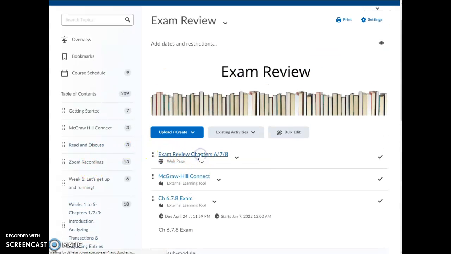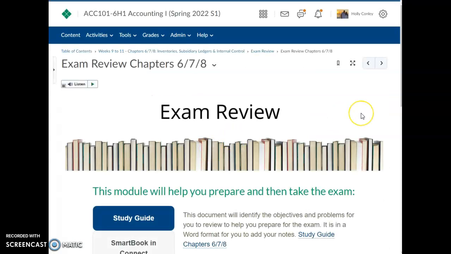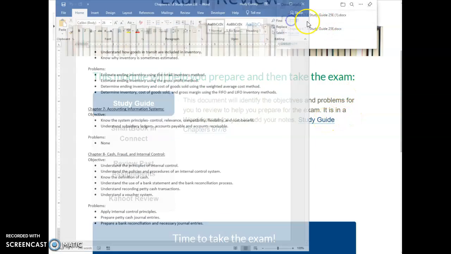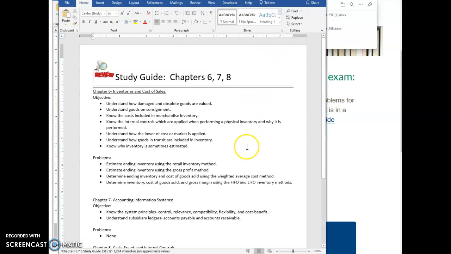We want to click into there to tell you what features there are to review for chapters 6, 7, and 8. The first thing you're going to see is the study guide. The study guide is in Word format. If you open that up, it's going to show you the topics that you need to be aware of. First, it goes over chapter 6 and it has the objectives.